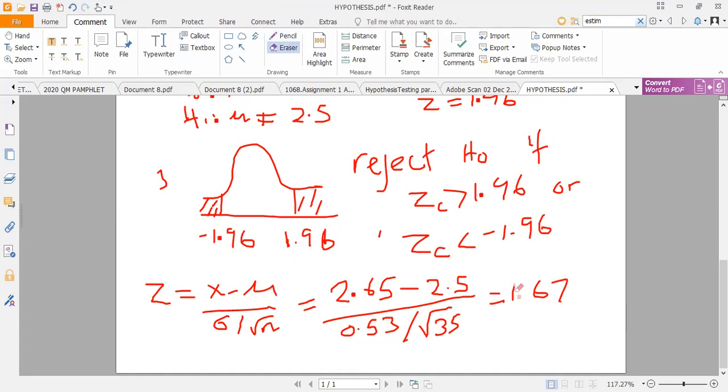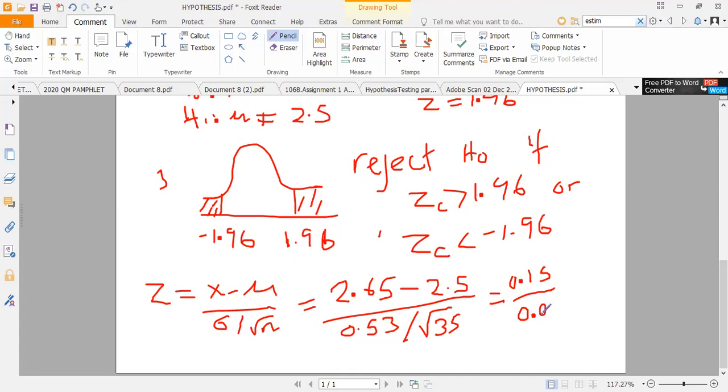Then below, I'm getting 0.53 over square root of 35. What are you getting? 0.089. Are you sure? 0.089. If we round it off, it will be 0.09. Then when you divide this in there, what are you getting?